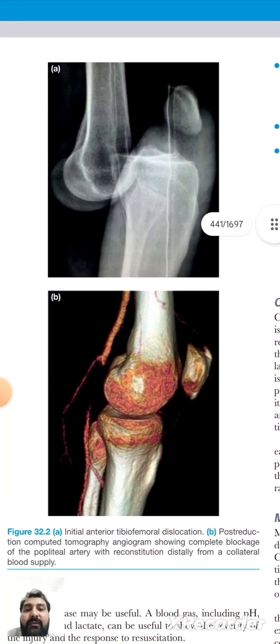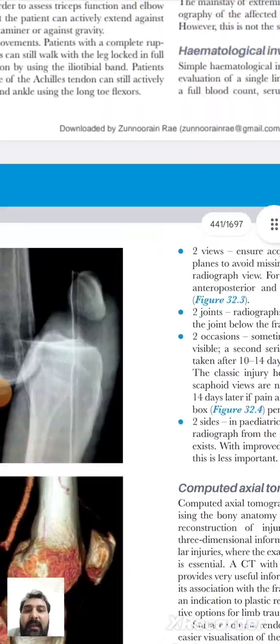This is an anterior dislocation of the knee joint. The tibia is dislocated anteriorly, and there is disruption of the popliteal artery.